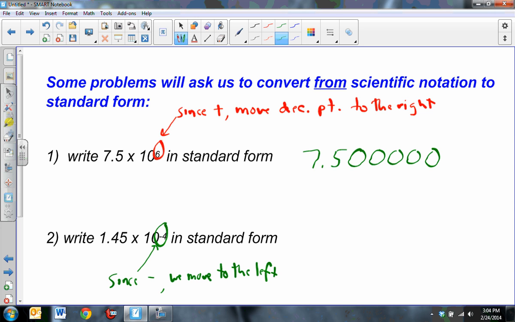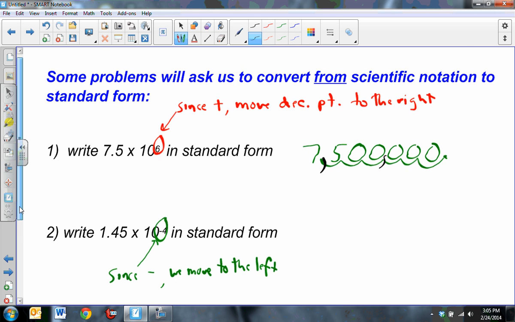Now we can move the decimal point 6 places. 1, 2, 3, 4, 5, 6. And there we go. So our number, I'll stick my commas in here, is going to be 7,500,000. Okay? All right, let's try the next one, 1.45.